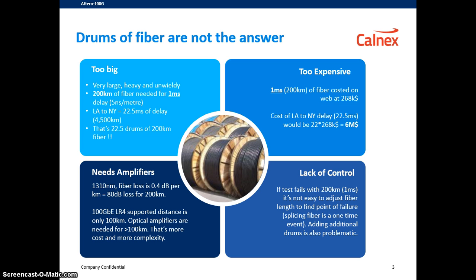1310 nanometers of fibre drum at a loss of 0.4 dB per kilometre means you've got an 80 dB loss for 200 kilometres. Now a 100 gig LR4 transmitter only supports up to 100 kilometres, so amplifiers are needed just for that one drum of fibre for greater than 100 kilometres. So that's more cost and more complexity, and if you've got additional drums, that's even more amplification, more connector issues, more losses, etc, etc.